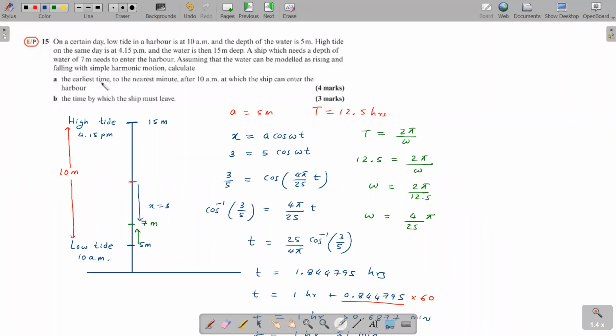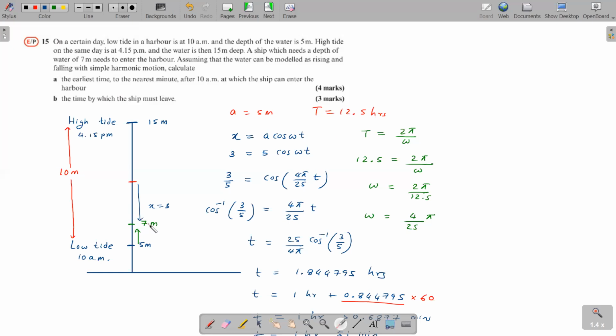Okay, so in part B, they asked to find the time by which the ship must leave. So what do you mean the ship must leave? Now you know the ship can enter the harbor after 11:51 a.m. After 11:51 a.m., you know the water continues to rise until 4:15 p.m. And then after 4:15 p.m. the water again starts to fall. It will again start to fall and there will come a time when the water will reach a depth of 7 meters over here. So the ship must leave before that time. So that's what they ask, the time by which the ship must leave. So basically you have to find the time taken for the water level to drop back to 7 meters again.